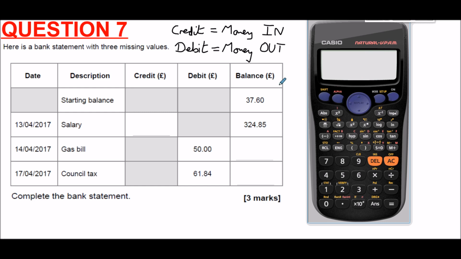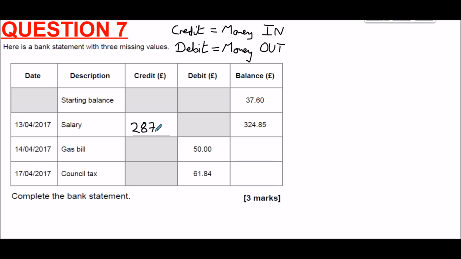So if we have a look at this one, the balance starts off at £37.60 and then jumps up to £324.85. The balance has gone up, so some money was paid in. So to work out how much money was paid in for credit, we can work out the difference between these two values. So what we could do would be 324.85 minus 37.60, and we get 287.25. So just to remind you how we arrived at that one, we simply did 324.85 take away 37.60.